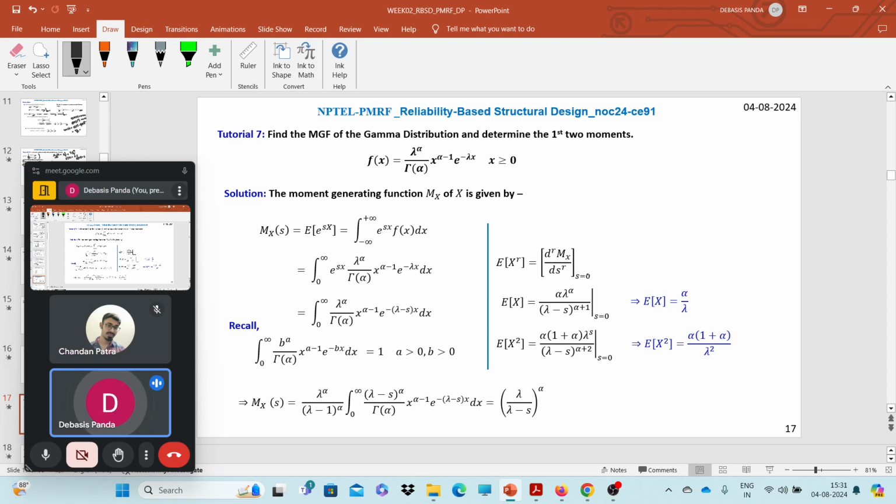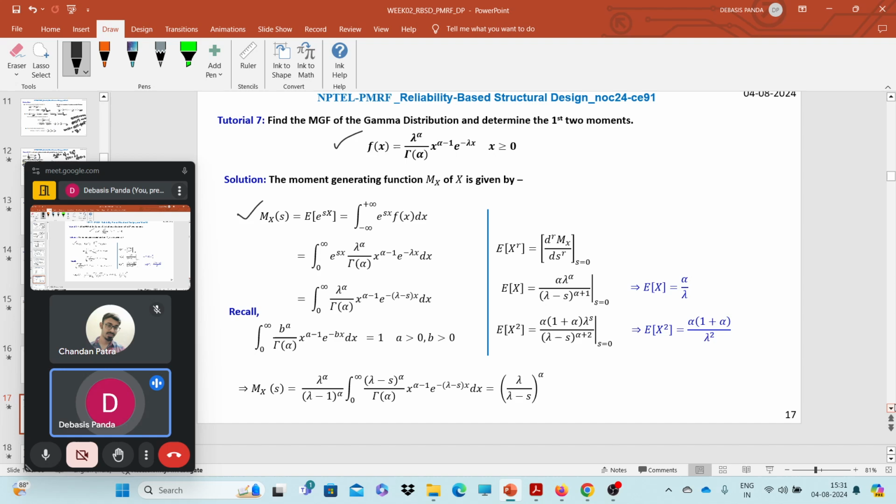Here, for the gamma distribution also, you can calculate the moment generating function like this. The PDF of the gamma distribution is nothing but this, and from there you can find out the moments of the gamma distribution.